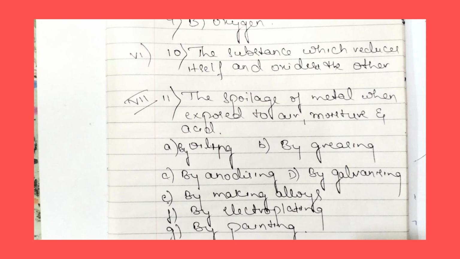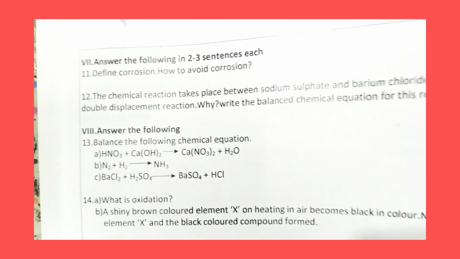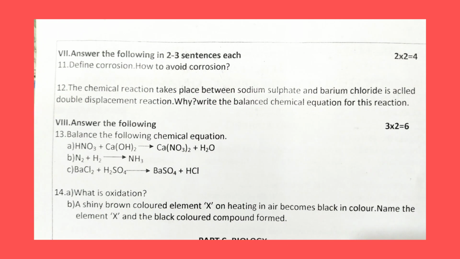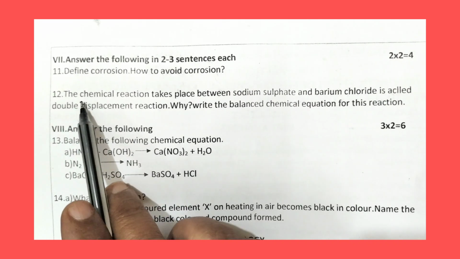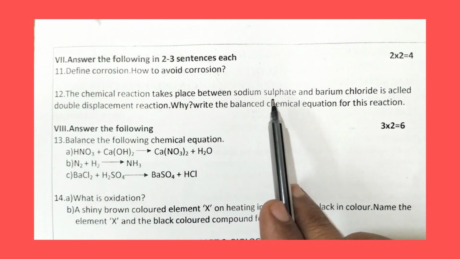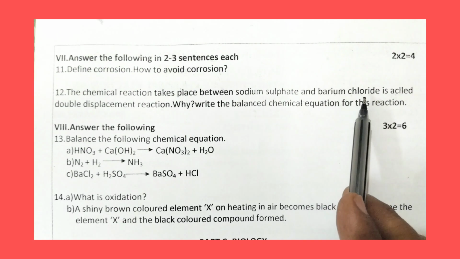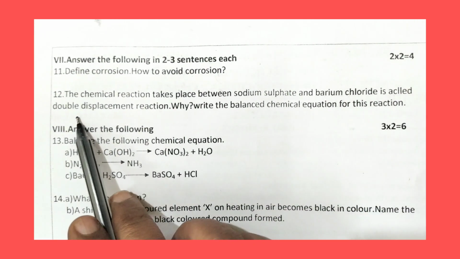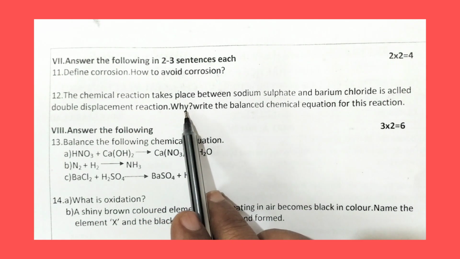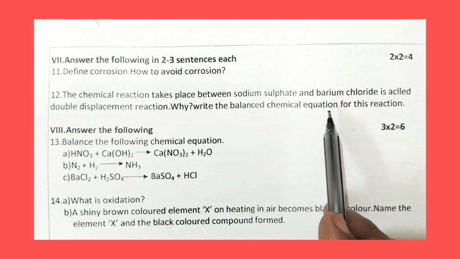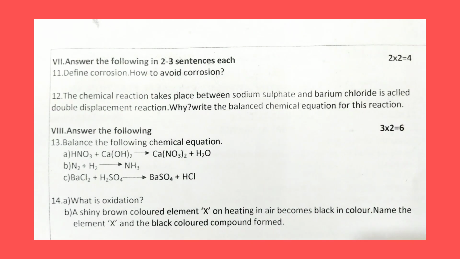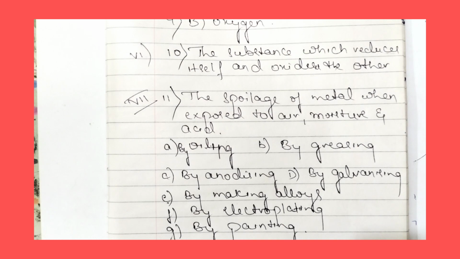Now let us move to the next question, that is question number 12. In question number 12, the chemical reaction that takes place between sodium sulfate and barium chloride is called a double displacement reaction. Why? Write the balanced chemical equation for this reaction. Let us answer question number 12 now.